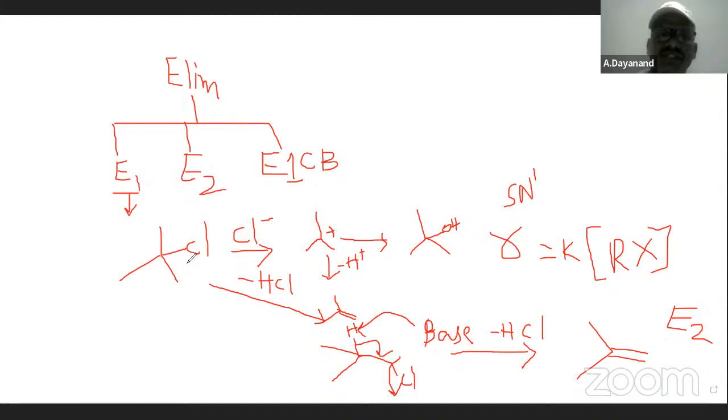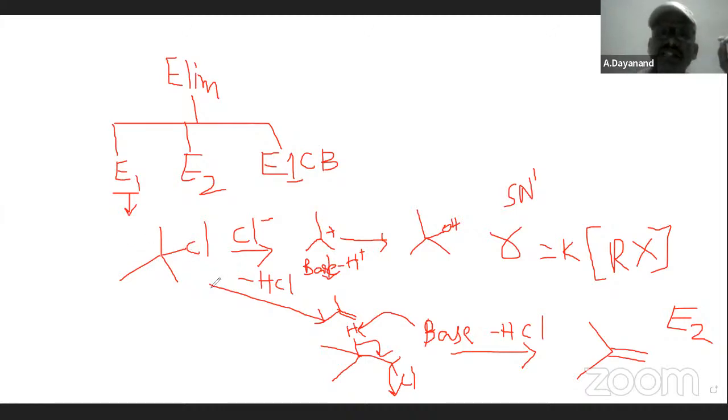First of all, chlorine is lost. In the next step, the hydrogen is also lost. To remove hydrogen, we require a base. You will see all those one by one. If a cation forms first and then the base attacks, it is E1. If the base and the leaving group both go at once, it is E2.